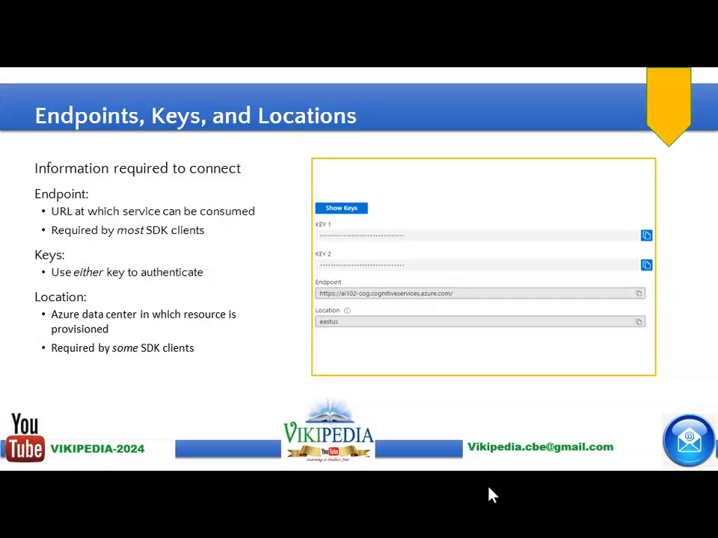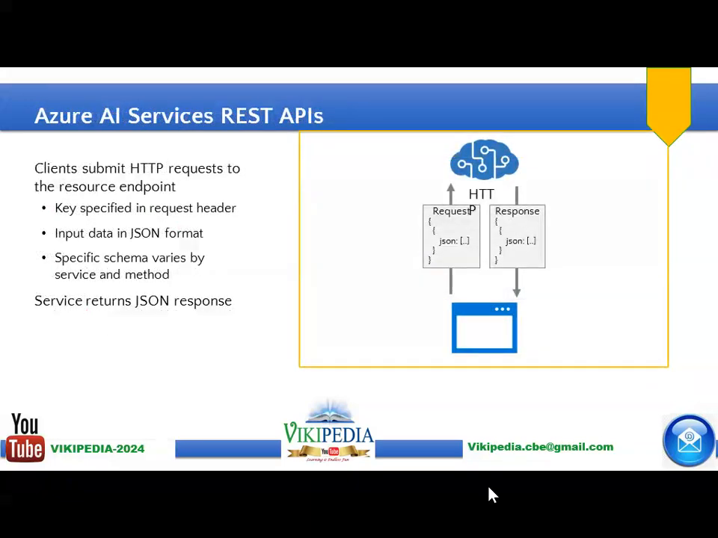First, decide what kind of account you are going to create, either a single service account or a multi service account, and then choose the location. Once you have created it, it will be created with an endpoint, key, and your location. The location you can customize based upon availability, and then your service has been created.